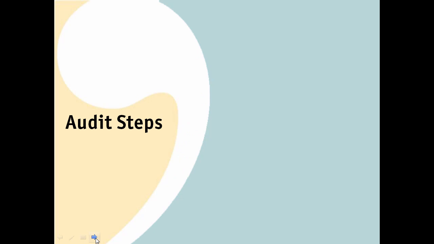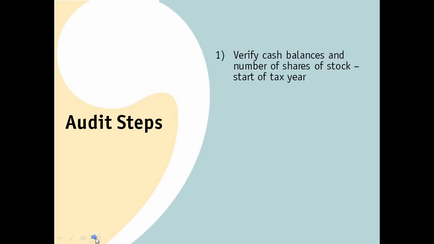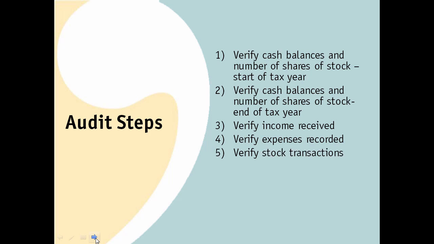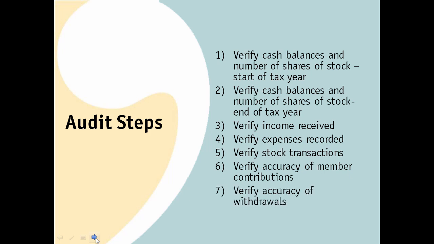These are the 7 steps to perform an audit. You'll verify cash balances and number of shares of stock at the start of the tax year and the end of the tax year agree between bivio and your brokerage. You'll also verify income received, expenses recorded, and stock transactions agree with your brokerage statements. You'll verify the accuracy of your member contributions and the accuracy of any withdrawals.